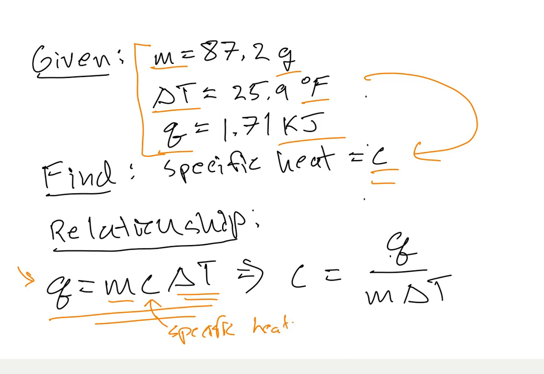So our goal in this problem is of course to solve for the specific heat, so we're going to do a little algebra and we can rearrange and come up with an expression that tells us what the specific heat is given a Q, M, and a delta T.